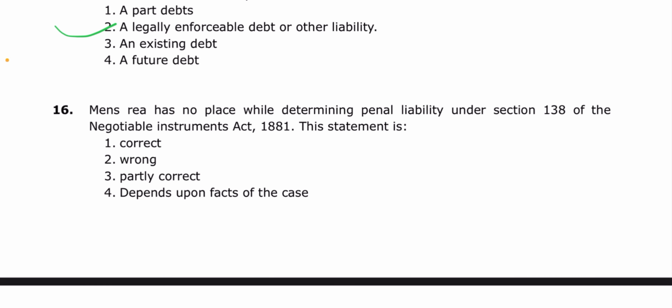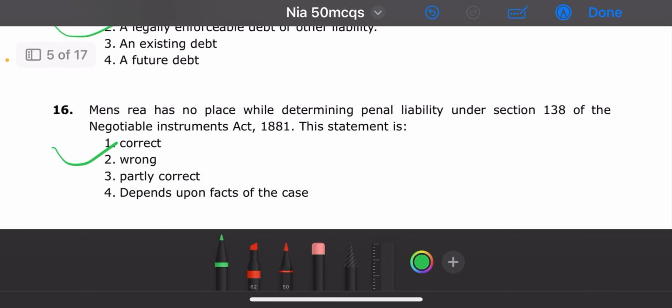Next question, mens rea has no place while determining penal liability under section 138 of the Negotiable Instruments Act 1881. This statement is, the options are correct, wrong, partly correct, or depends upon facts of the case. The correct answer is first, correct.